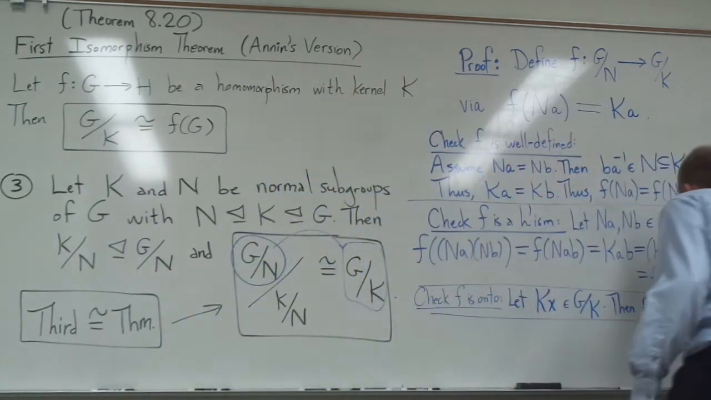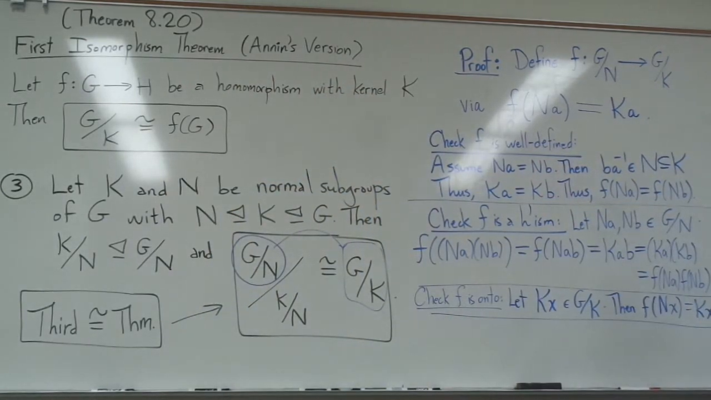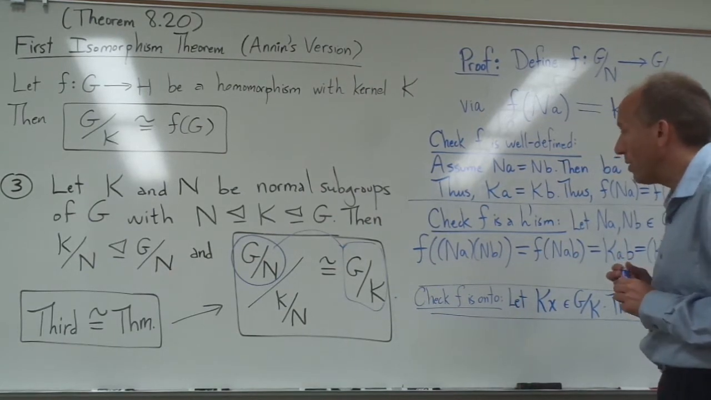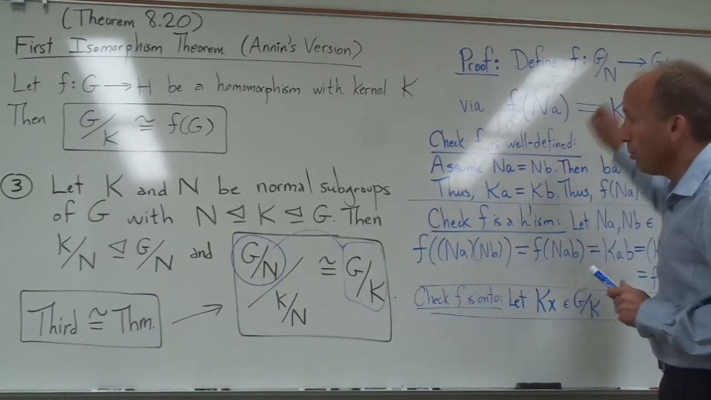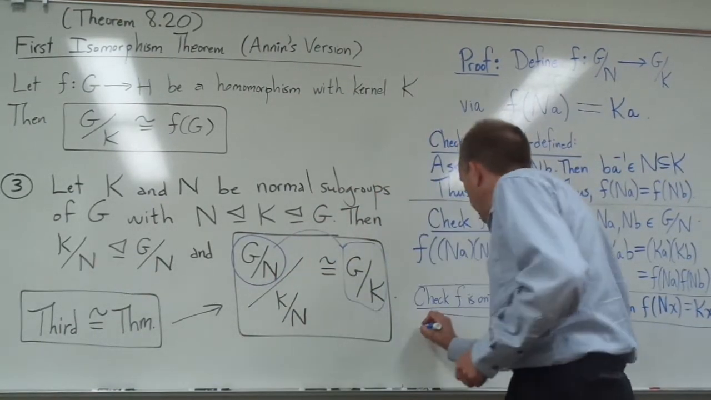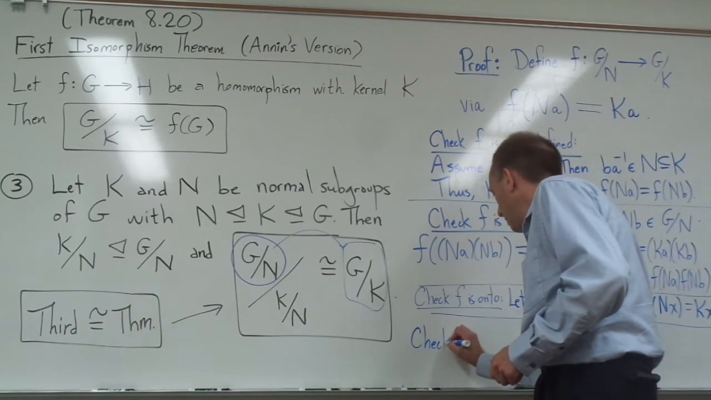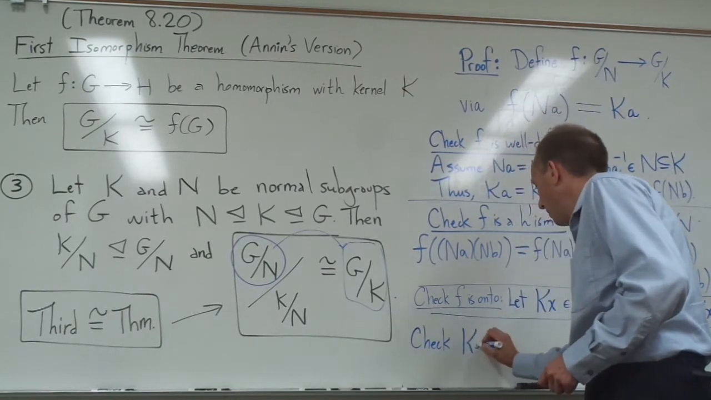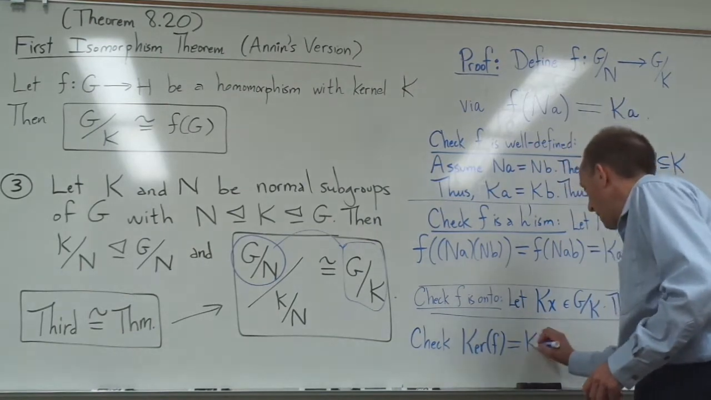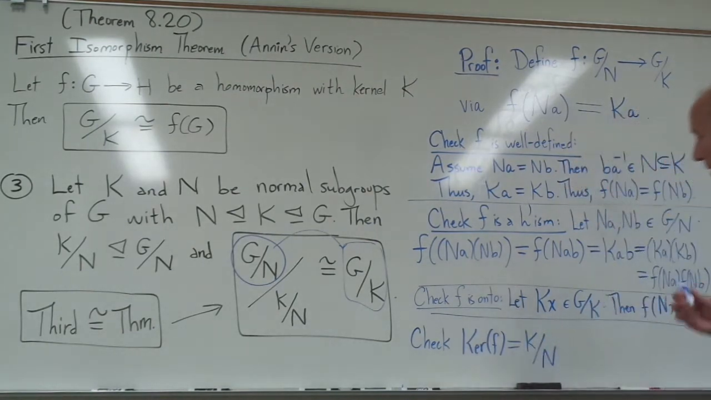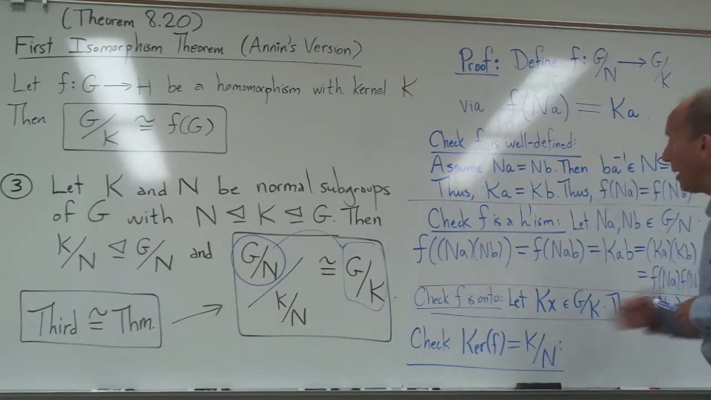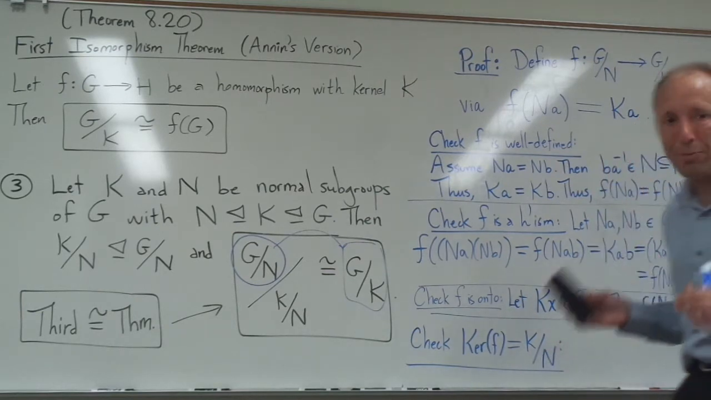And then the last part of it that we need to verify is the kernel. So we need to verify that the kernel of this homomorphism is actually K mod N. So we're going to do that. We're going to check that the kernel of f is equal to K mod N. I need to check this part. Okay? I'm a little short on space here.